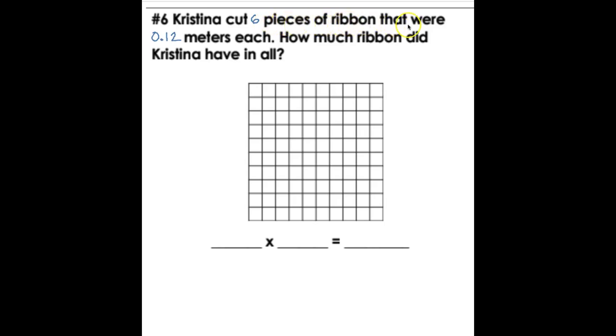And for problem number 6 that you're going to do on your own, it says Christina cut 6 pieces of ribbon that were 12 hundredths meters each. How much ribbon did Christina have in all? Remember, this is also a whole number. This is a decimal. Going to be similar to the ones we did at the very beginning of this video. All right, give it a shot. You can do this.